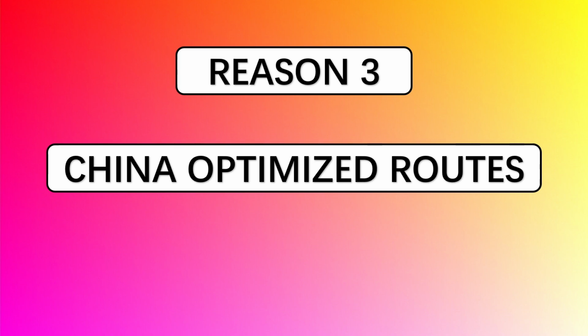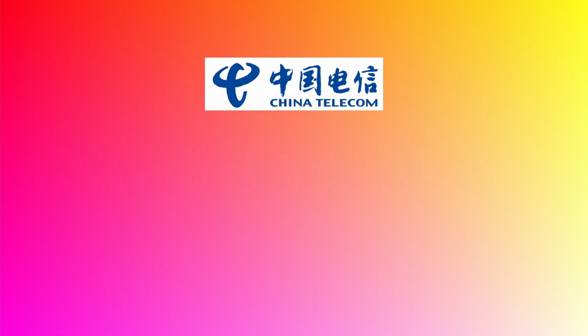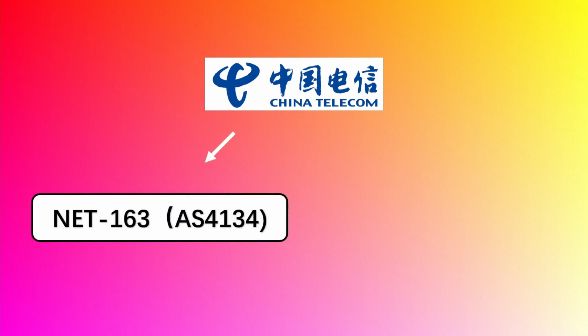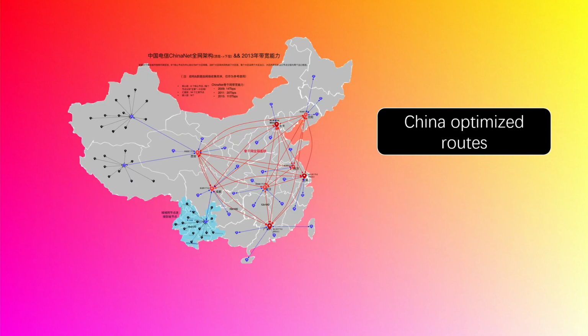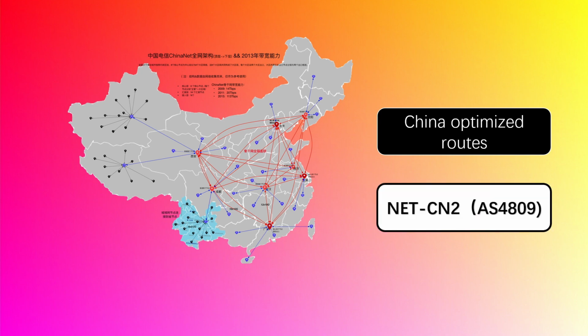Third, it depends on whether your VPN provider offers optimized routes for China. For example, China Telecom has two main networks. One is a standard network called 163 backbone. The other is a high-speed network called CN2. If your VPN provider offers optimized routes for China, connecting via the CN2 network, congratulations, your data will flow smoothly, as if there were no restrictions.